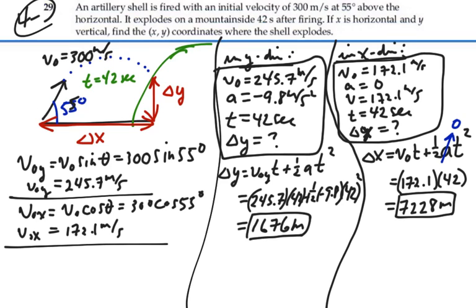We have our y displacement. So our xy is 7,228 and 1,676. Those are our coordinates for where the projectile will hit the mountain.